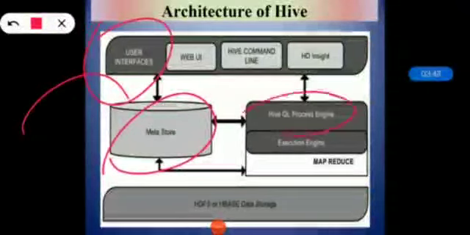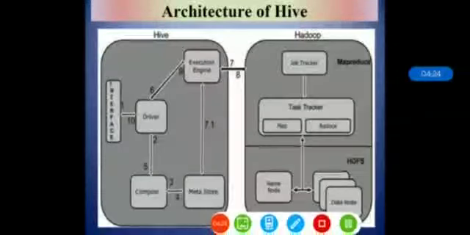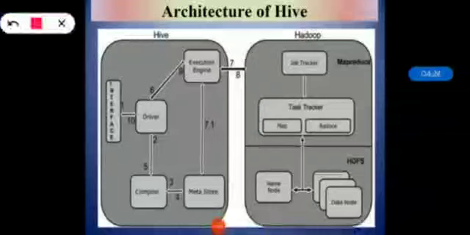Then the HiveQL process engine. It is similar to SQL for querying on schema information in the Metastore. Then the execution engine. The conjunction of the HiveQL process engine and MapReduce is the Hive execution engine. The execution engine processes the query and generates results the same as MapReduce results. Then HDFS or HBase, the data storage techniques used to store the data files in the system. So this is how the architecture of Hive works.